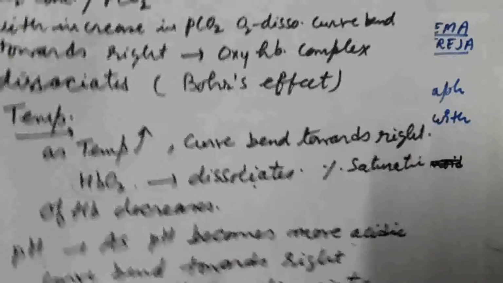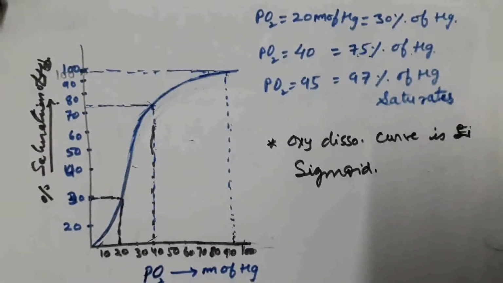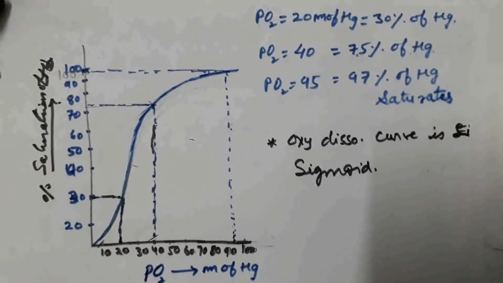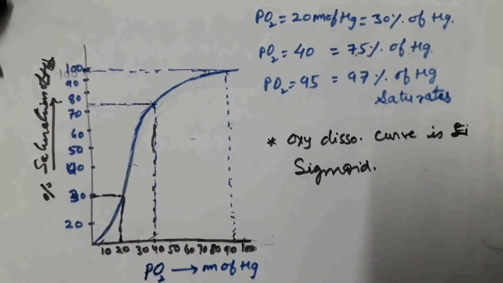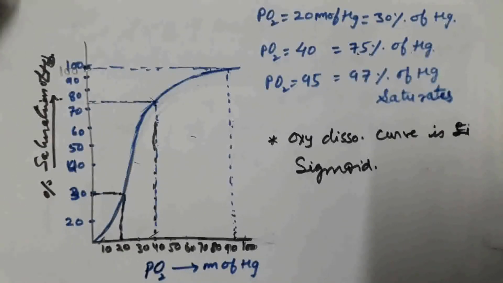So these are the three factors which affect the oxygen dissociation curve: with an increase in the partial pressure of CO2 and temperature, the curve bends towards the right and the oxyhemoglobin complex dissociates. And when the pH becomes more acidic, the curve also bends towards the right and the oxyhemoglobin complex dissociates. This is all about the oxygen dissociation curve.